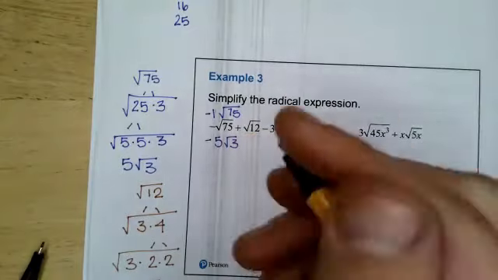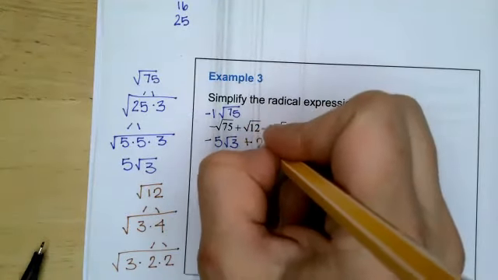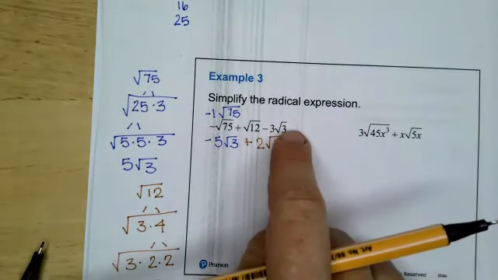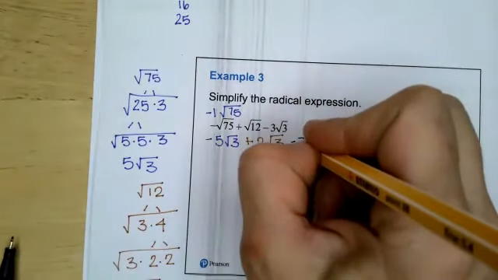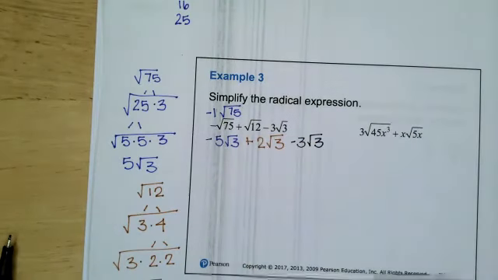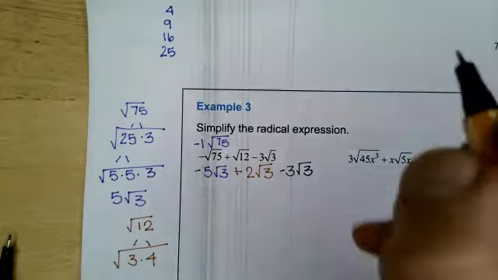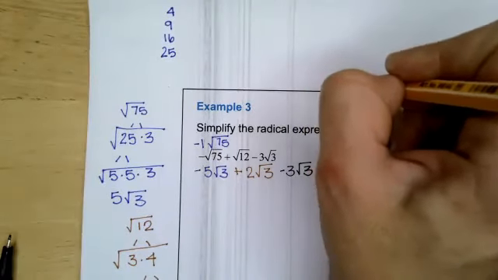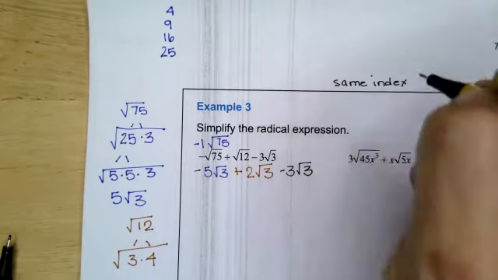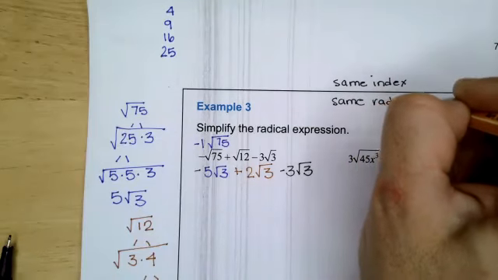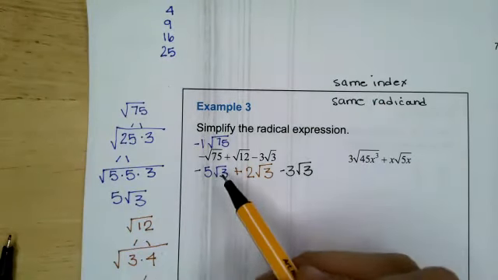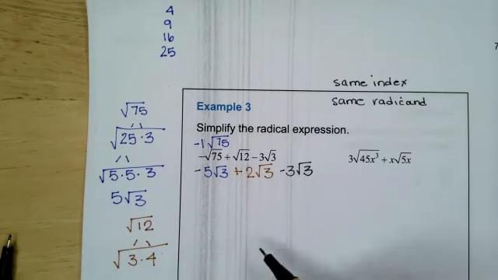There is nothing in front of the 12, so we just say plus 2 square root of 3. Sound good? As I said, the 3 is a prime number, so that's not going to change. So we can just bring down the negative 3 square root of 3. Now we just make sure that all 3 of those terms have the same index, the number up in the corner, and the same radicand before we combine them, right? So our index here is 2, and our radicand is 3, so we can combine them.